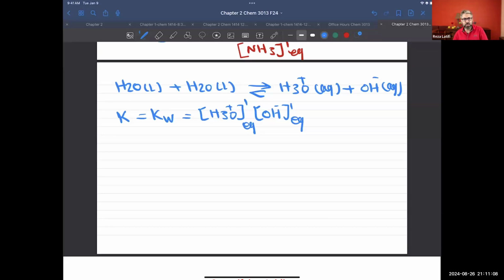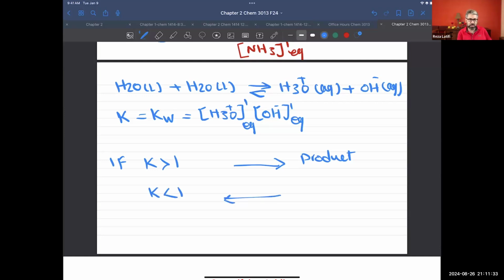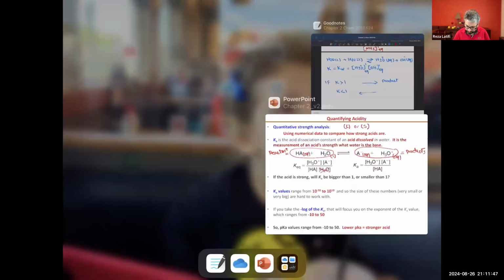Okay. Now, if Ka is bigger than 1, that means the reaction wants to go to the product side, and the majority of the mixture is going to be product. And if Ka is smaller than 1, that means the majority of the mixture is going to be reactant, and the reaction wants to stay as it is and doesn't want to move. Okay.